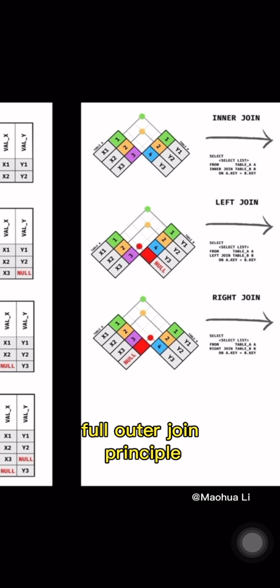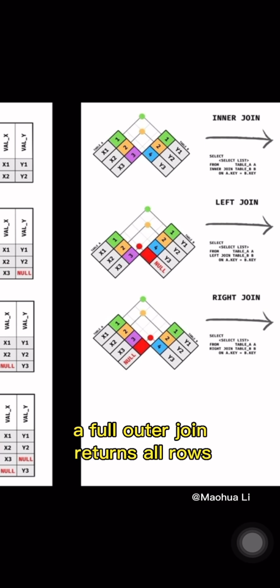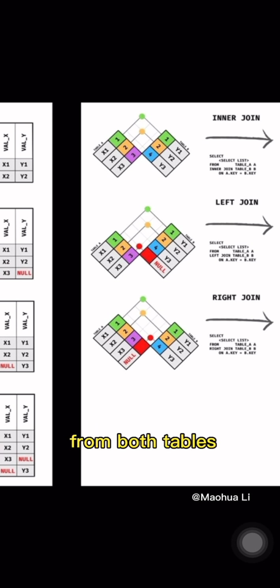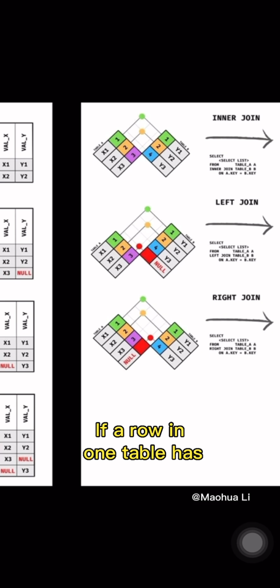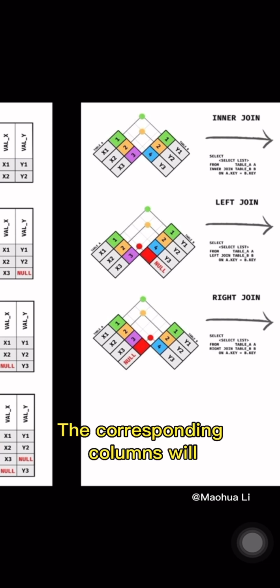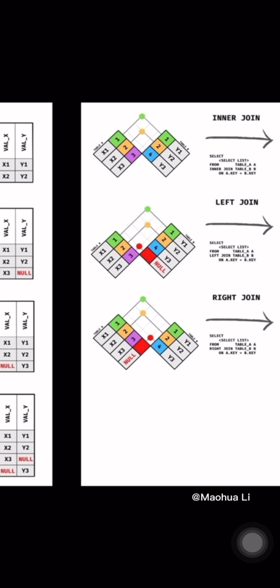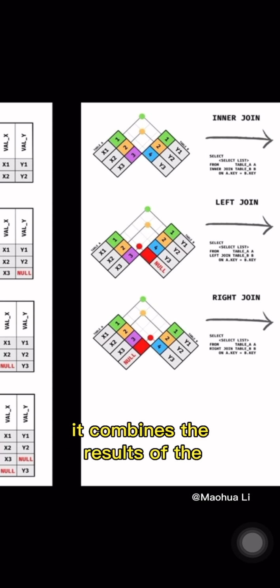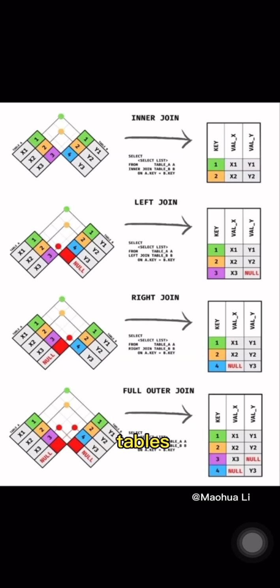Full outer join. Principle. A full outer join returns all rows from both tables. If a row in one table has no matching join key in the other table, the corresponding columns will be filled with null. As you can see from the diagram, it combines the results of the left join and the right join, including all rows from both tables.